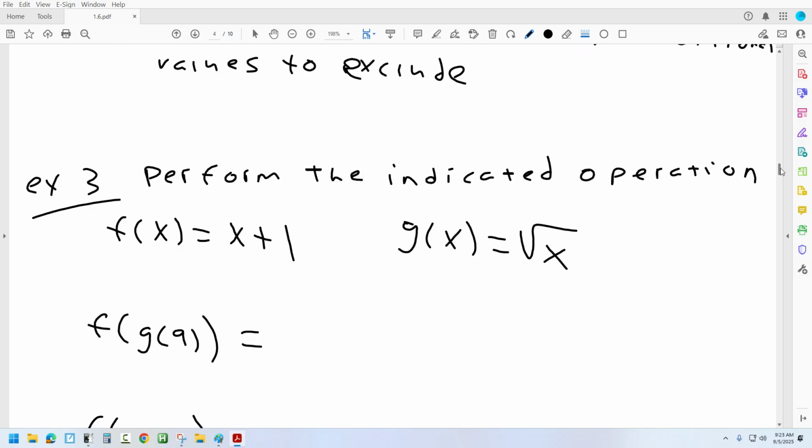Okay, this first one is purely a numeric problem. It's just asking you to come up with a number for the answer. F of g of 9. When you have a composition, you start on the inside and you work your way out. So the first thing I'm going to do is this. Find g of 9. What's my formula for function g in this case?